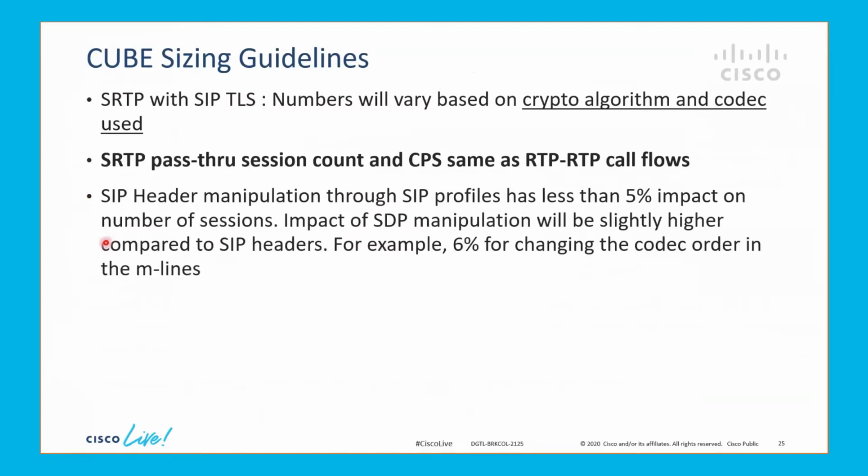Header manipulation or SDP manipulation generally does not have any impact, but again, under full load, for SIP header manipulation you can reserve 5%, and SDP truly depends on the kind of SIP profile you have. But for example, if you want to change the codec orders in the SDP from the incoming to the outgoing, that is something that takes about a 6% hit.